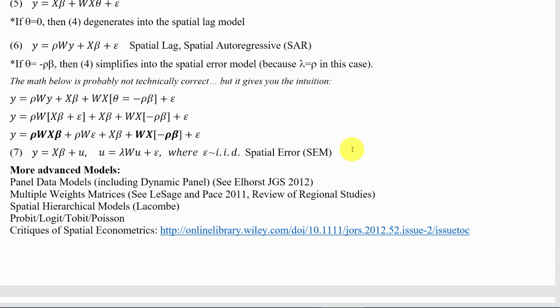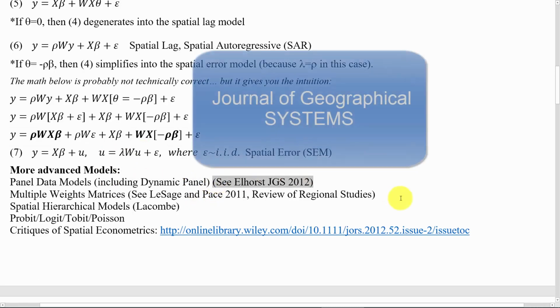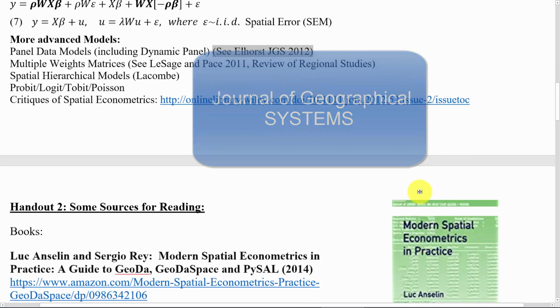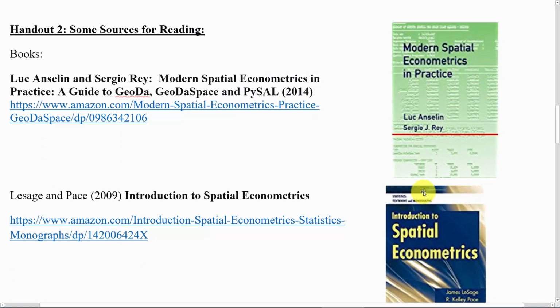It's not just cross-sectional models that people are doing anymore. There are panel data models that people have been doing for several years, including some work on dynamic panel models. So when it comes to, say, cross-country growth regressions, some people are using these. There's a good paper here, Journal of Geographical Systems by Paul Elhorst, 2012, that gives a pretty good review of these. And I have a list of these articles on the next page on the handout here.